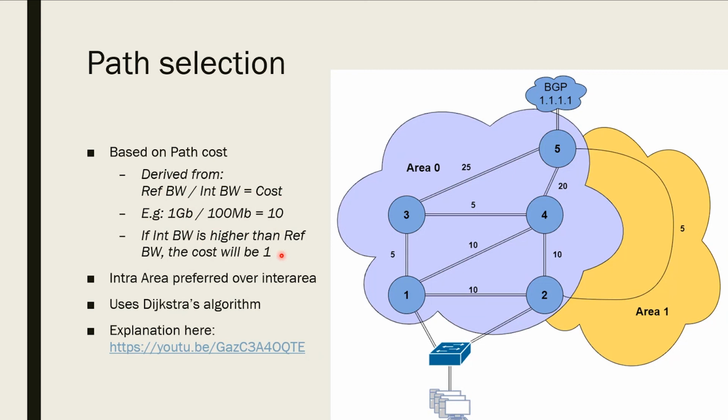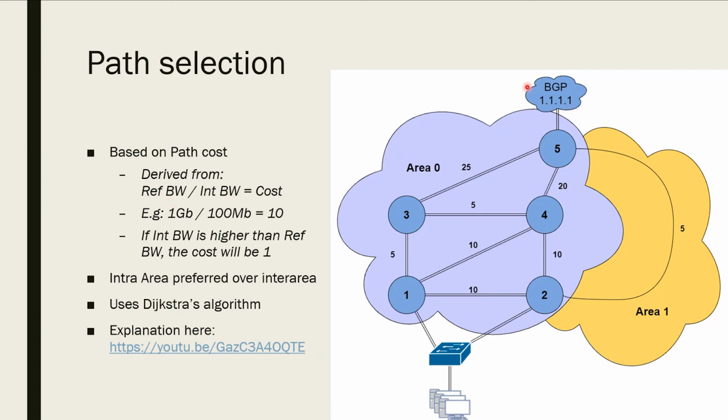So if you have a reference bandwidth of 1 gig, but then you have a mix of 10, 100, 200 gig links, they will all be classed as 1, and then they won't be considered properly. So it's important to get that reference bandwidth correct.